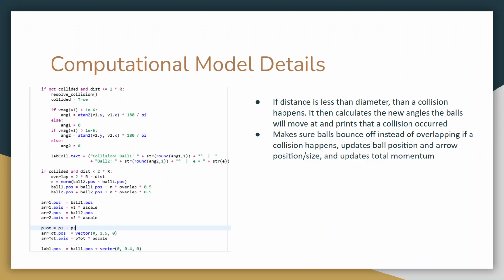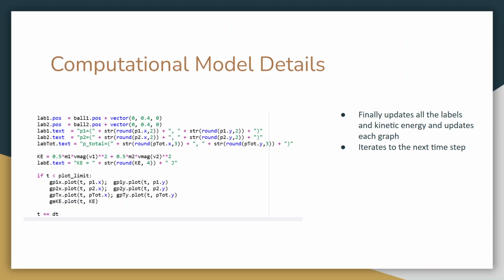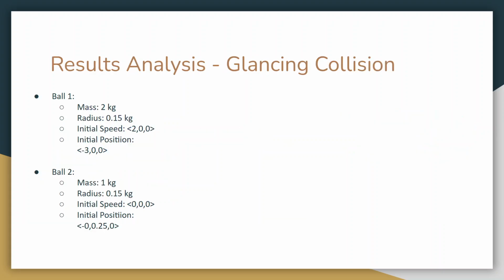And it makes sure that the balls bounce off instead of overlapping or going through each other if a collision happens, and then it updates the ball position, arrow position and size, and total momentum depending on the collision. Finally, it updates all the labels for kinetic energy and updates each graph at the end, and then it iterates to the next time step.